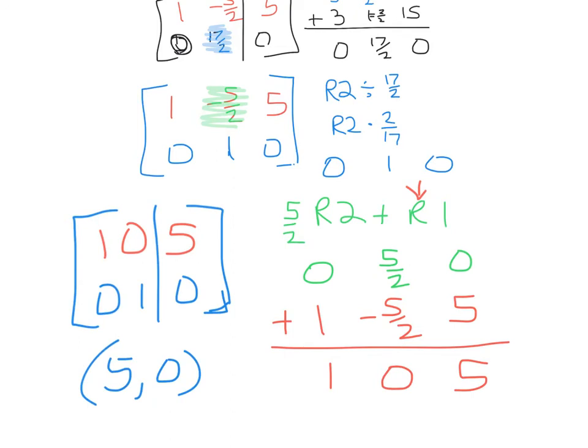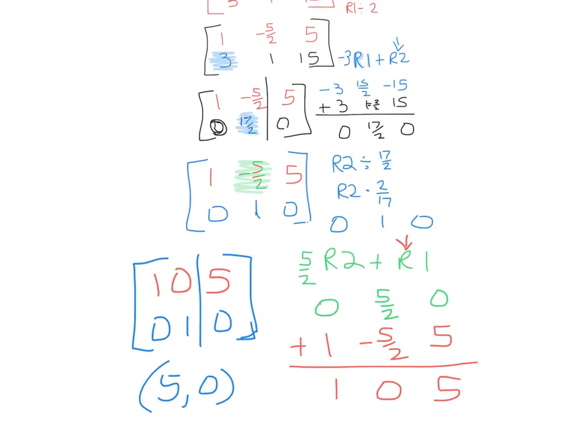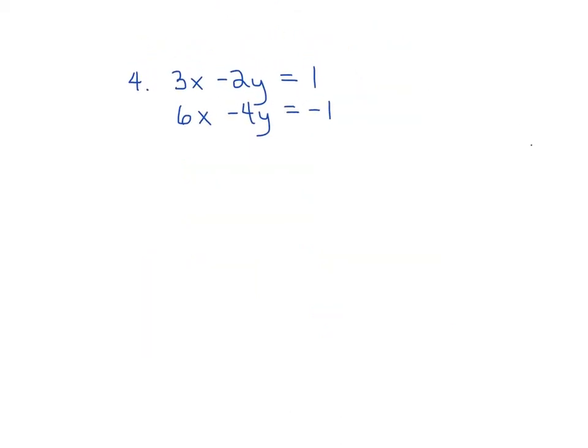So these fractions weren't too bad, because there were already a bunch of 1s, but it could have been a lot messier. So that's why interchanging the rows would have alleviated all that 17 over 2 and 15 over 2. Okay? You'll still get the same answer. All right, let's try number 4.